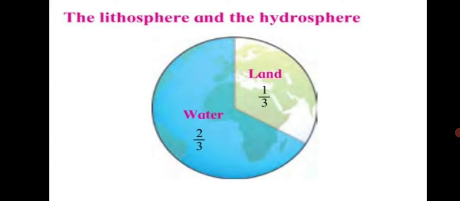So now let's learn about the lithosphere and the hydrosphere. The earth's crust is hard. The cover of the earth is hard. It is mainly made of rock. You will see that on the earth, one third portion is covered by land and two-thirds is covered by water.